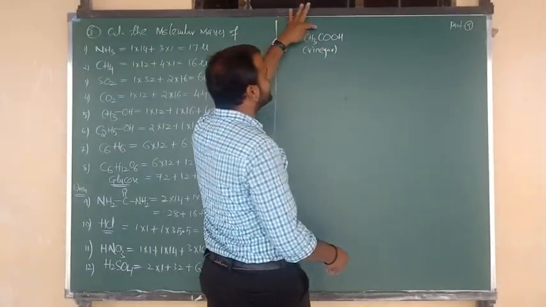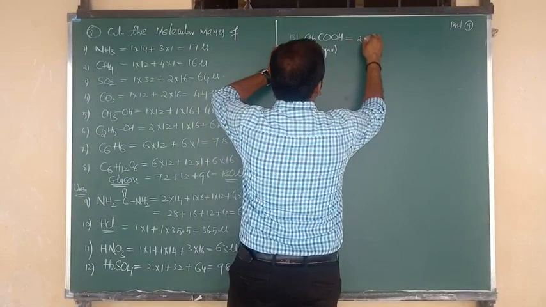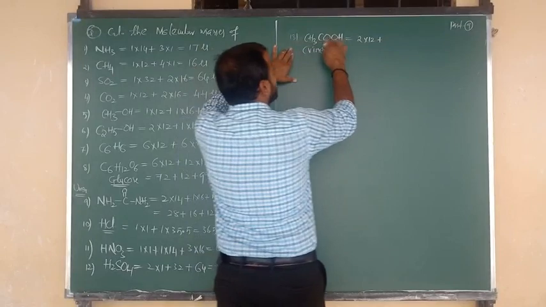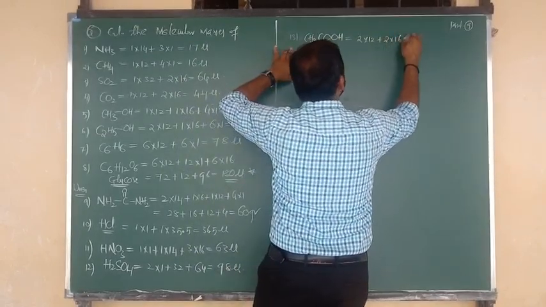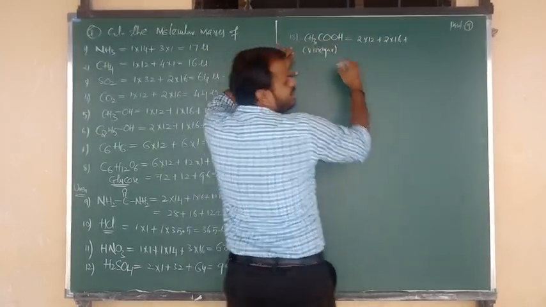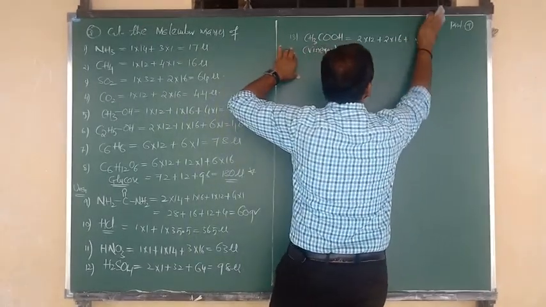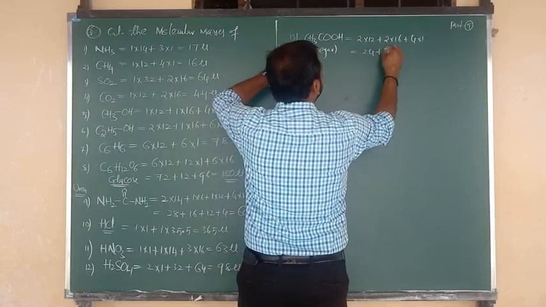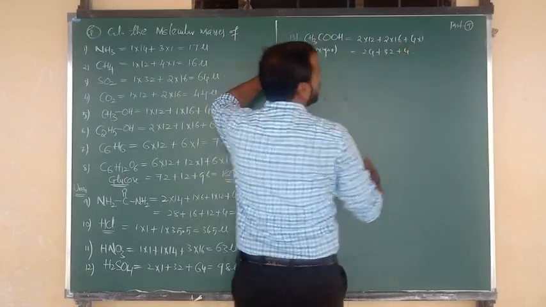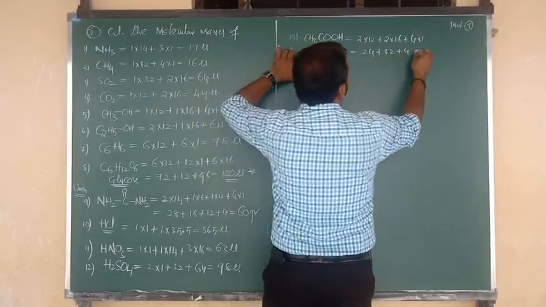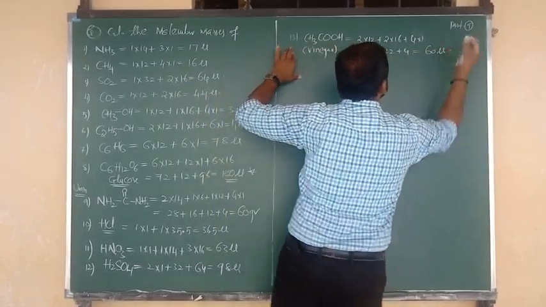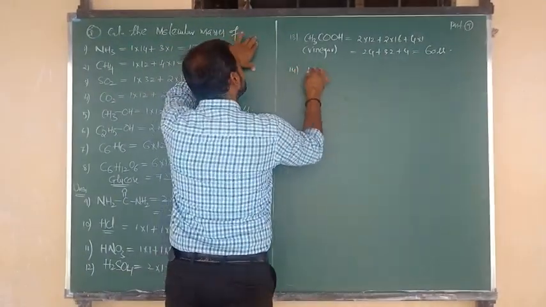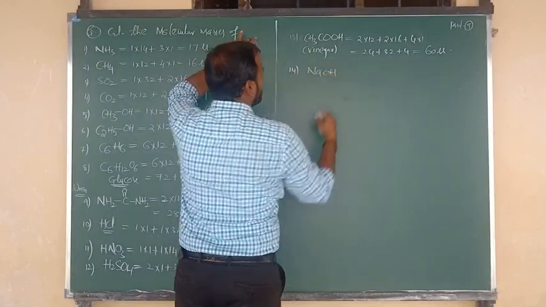So here, how many carbons are there in this compound? Two carbons are there, 2 into each carbon atomic mass 12 unified mass. Number of oxygens are 2, each oxygen contains 16 unified mass. 3 and 1, total 4 hydrogens are there, each hydrogen contains 1 unified mass. So 12 twos are 24, 16 twos are 32, plus 4. Again we are getting 60 unified mass. If you want, you can check now.